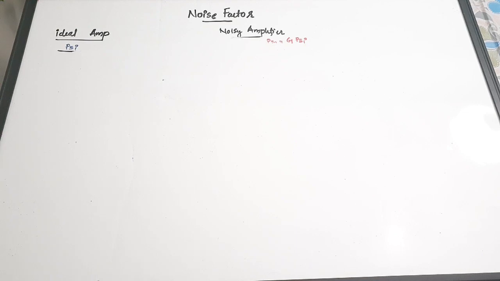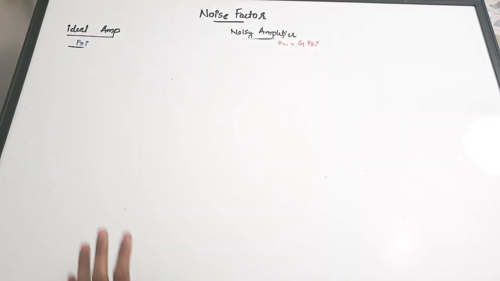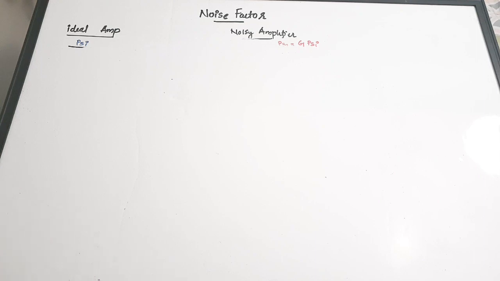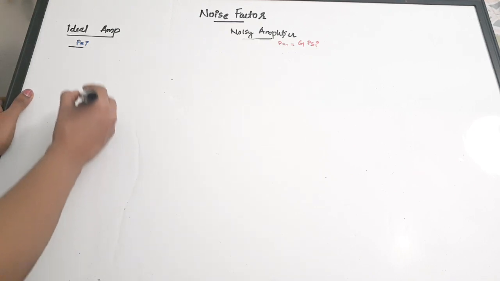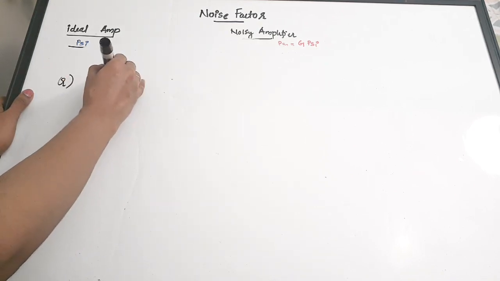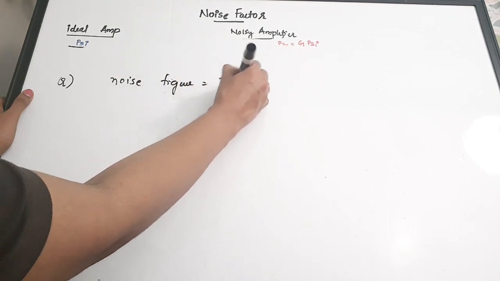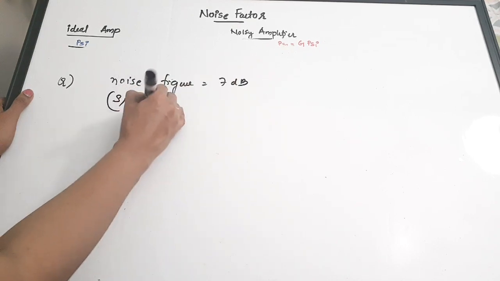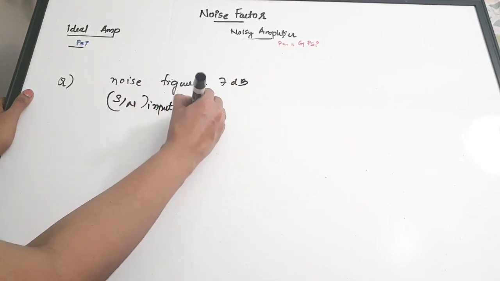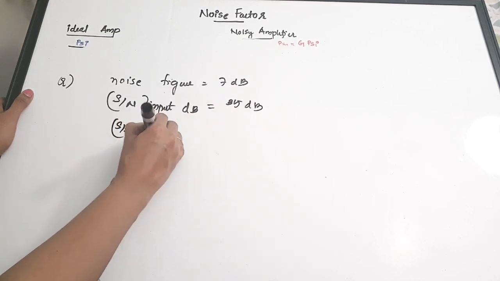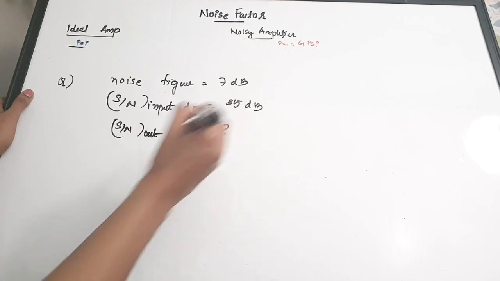So the question is, the noise figure of an amplifier is 7 dB. Calculate the output S by N if the input S by N is 35 dB. First I'll write the question. The noise figure is given to us, which is equal to 7 dB. Then S by N at input is given in dB values, it is 35 dB. We need to find S by N output in dB. Okay, so this is the question.